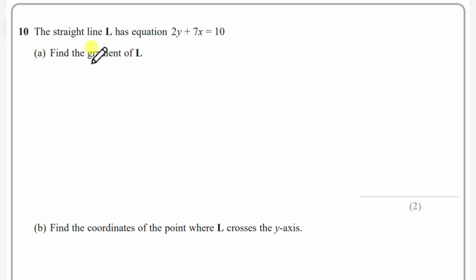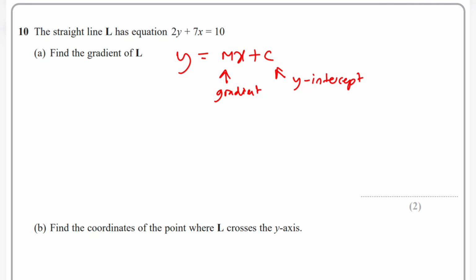Right, so a straight line L has this equation. Find the gradient of L. Now when it comes to straight line equations, we should always think of y equals mx plus c, where m here is the gradient they're talking about, and c here is the y-intercept. So it's always the same concept.